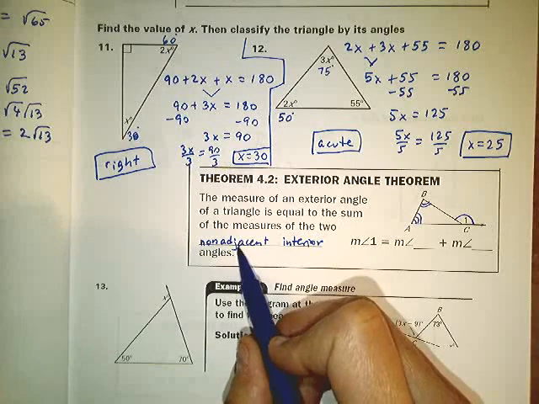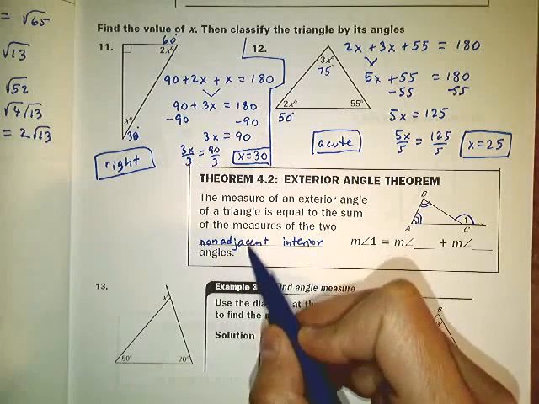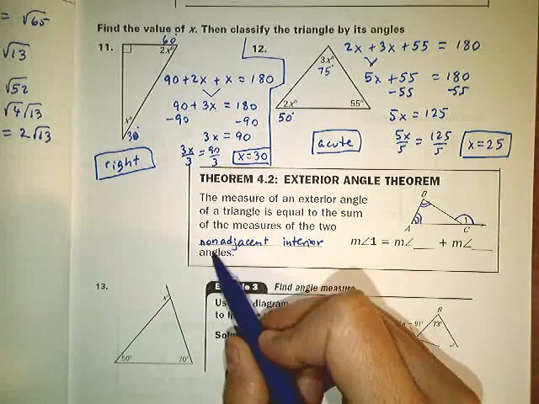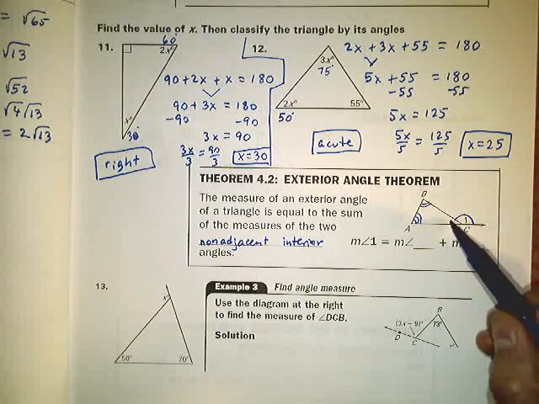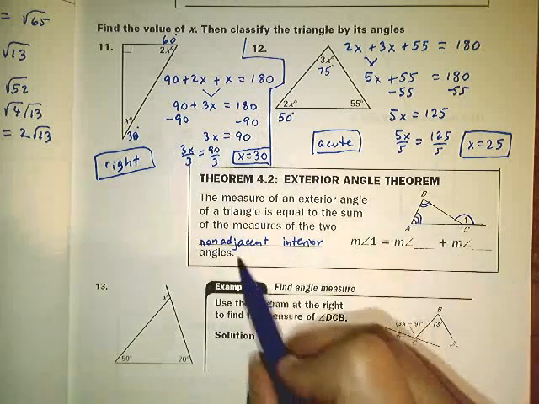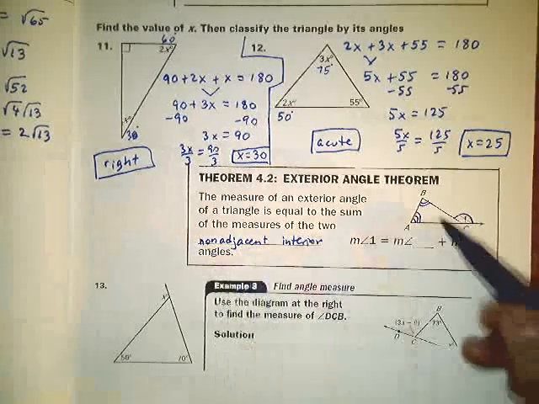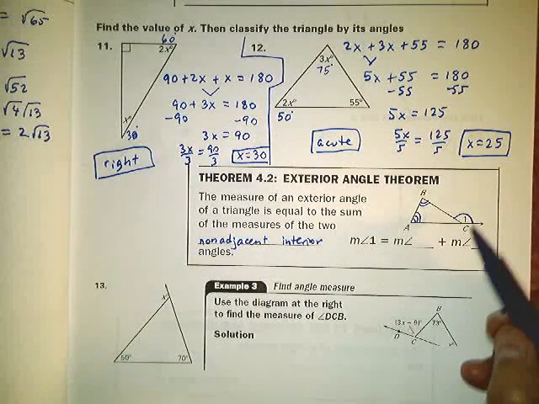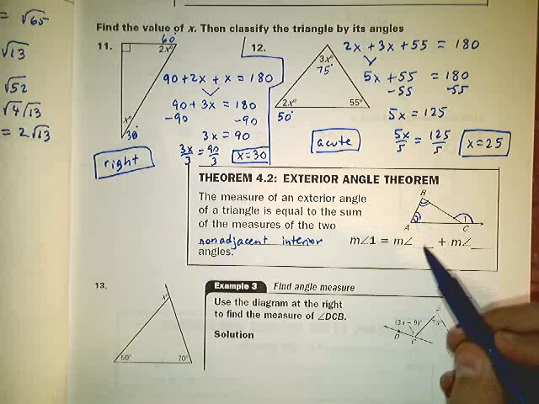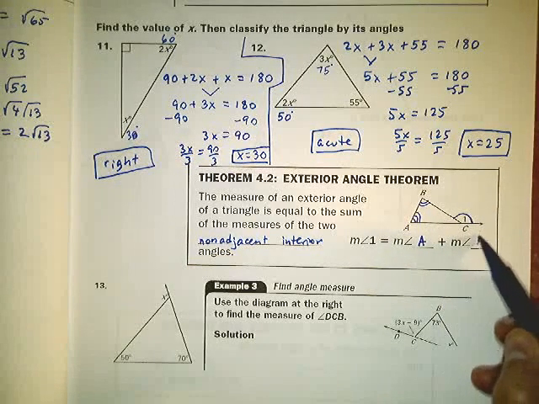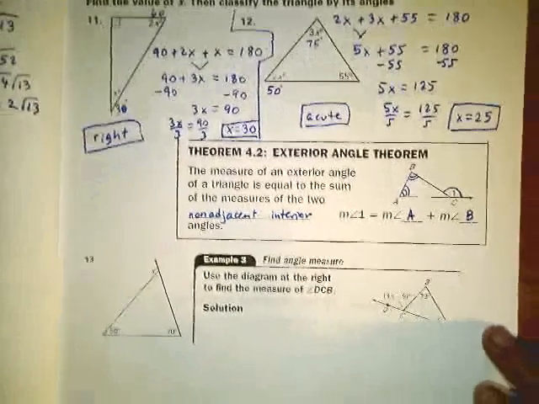Non-adjacent. Adjacent means next to, and to be not adjacent would be not next to. So as you can see, this is an exterior angle. The one that would be next to this on the inside would be this one here, but we want the interior angles that are not next to it, which would be the other two. So angle 1 is the same as adding the measures of angle A plus angle B on the inside.